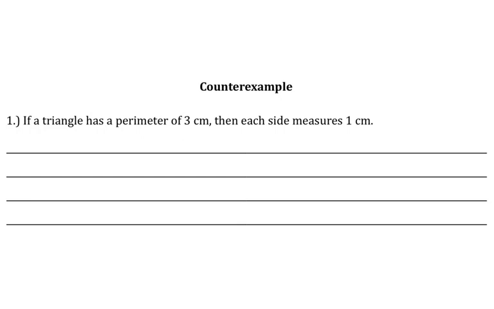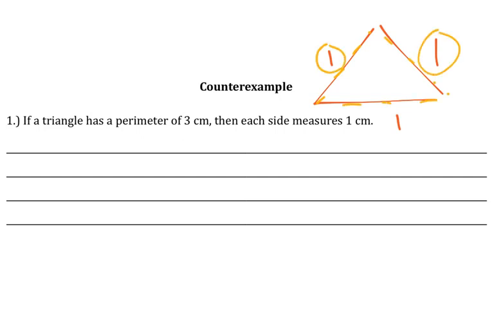Okay. You'll see more problems like that in your book practice. So here we got a counterexample. If a triangle has a perimeter of 3 centimeters, then each side measures 1 centimeter. Now here's what you're probably picturing. 1, 1, 1. And now we have to remember that a perimeter is the distance around a shape, and sure enough, 1 plus 1 plus 1 would be 3.